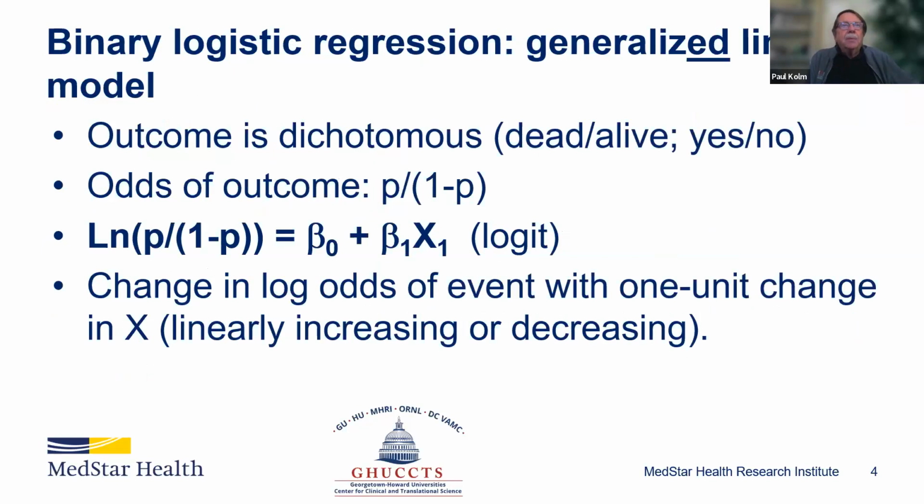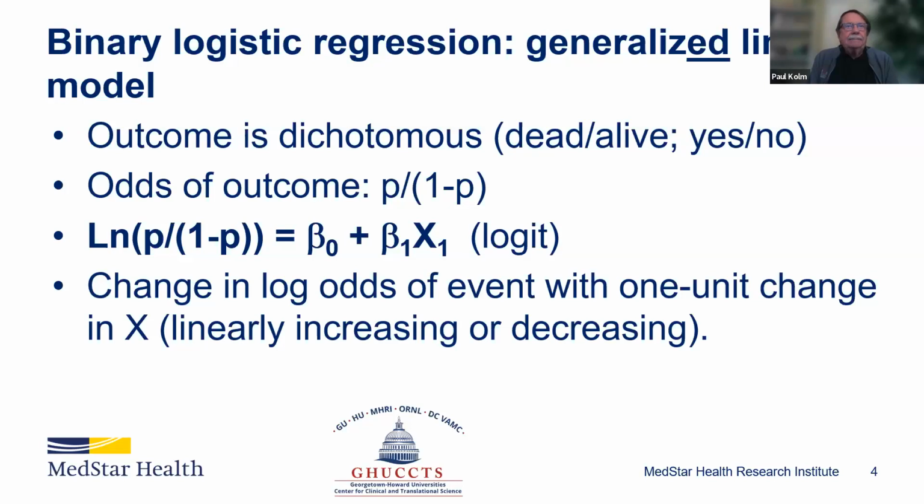So in logistic regression, as I mentioned, our outcome is dichotomous. In doing the analysis in any statistical software, typically you code the outcome that you're particularly interested in as 1, and the other outcome as 0. The odds of the outcome is defined as the probability of the outcome divided by 1 minus the probability of the outcome.